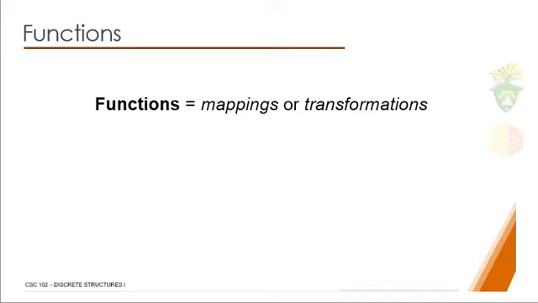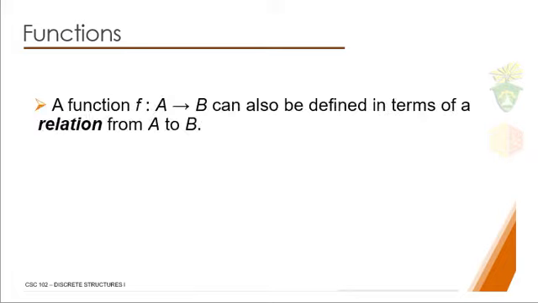Functions are sometimes called mappings or transformations. So, a function f from set A to B can also be defined in terms of a relation from A to B, provided that a relation from A to B contains one and only one ordered pair (a, b) for every element a of the given set A.